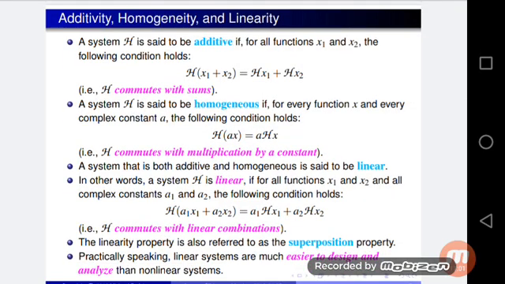Next one is additivity, homogeneity, and linearity. A system H is said to be additive if for all functions x1 and x2 and x3.